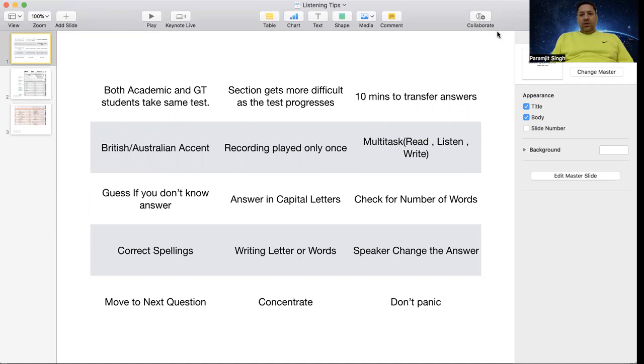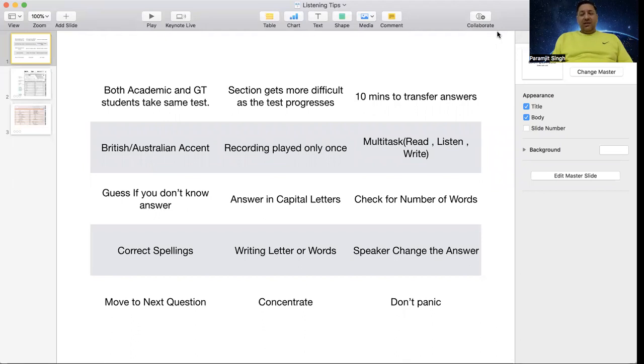Okay. Now, section 1 is mostly a simple one. But as the test progresses from section 1 to section 3 to section 4, the difficulty level tends to increase. Then this is the most important point: 10 minutes you are given to transfer your answers from your question paper to the answer sheet. I will show you the exact answer sheet at the end of this session, how you have to mark your answers on your listening answer sheet.